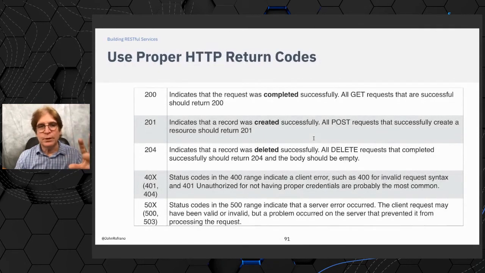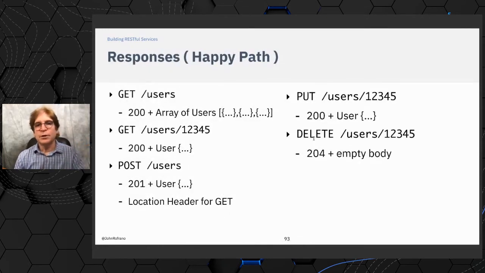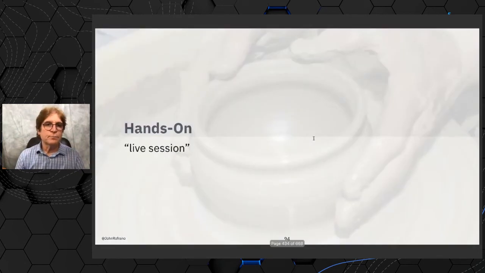Proper return codes are really important. So you're going to see in the code it's using 200 and 201 for a create and 204 for a delete. That's just more detail on the return codes. And then, of course, getting them back should get a return code and some object, right? An array of users, one user, that kind of thing.